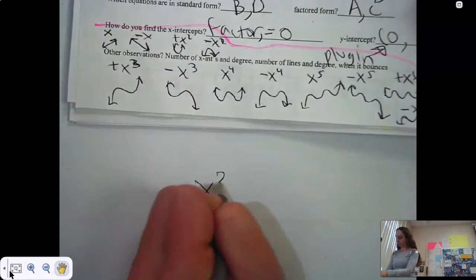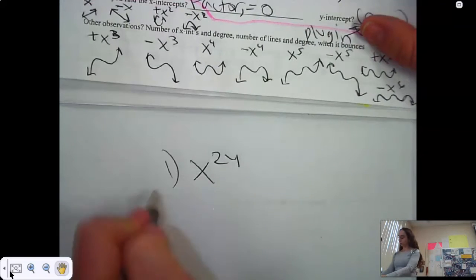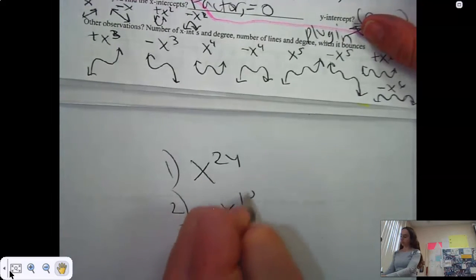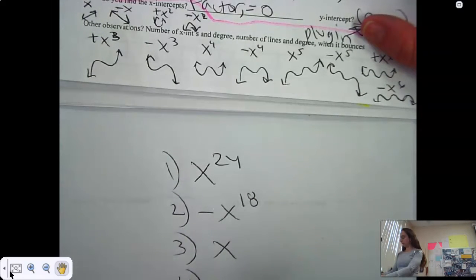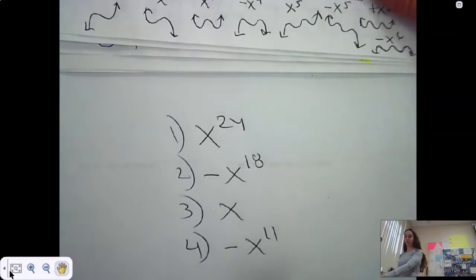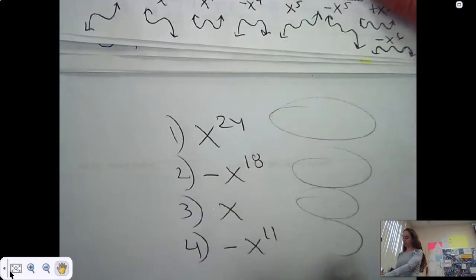Okay? So like if I gave you, I might say x to the 24th might be one of them. The second one might be negative x to the 18th. And the third one might be x. And the fourth one might be negative x to the 11th. And you have to know which graph matches it.